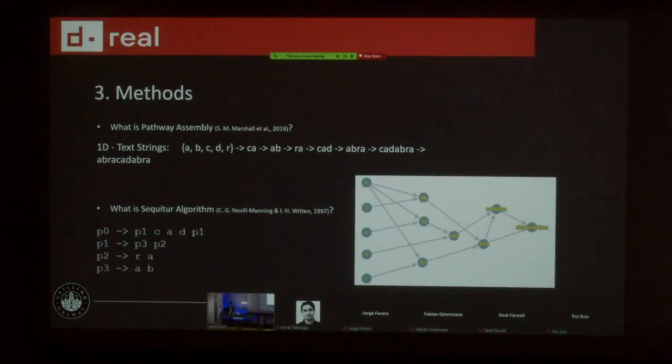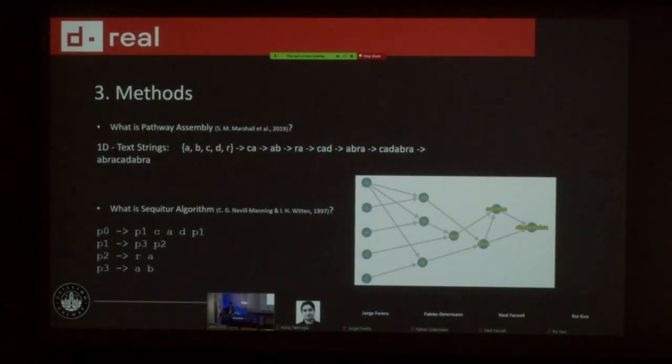The methods that we use for parsing are pathway assembly and the Sequitur algorithm. In the pathway assembly method, we find how to create an object. There's an example like abracadabra, where the primary elements are A, B, C, D, R, and after seven steps, we have abracadabra, and you can see in the graph how pathway assembly works in the example. The number of steps is called the pathway assembly index, and to calculate that, we use the Sequitur algorithm.